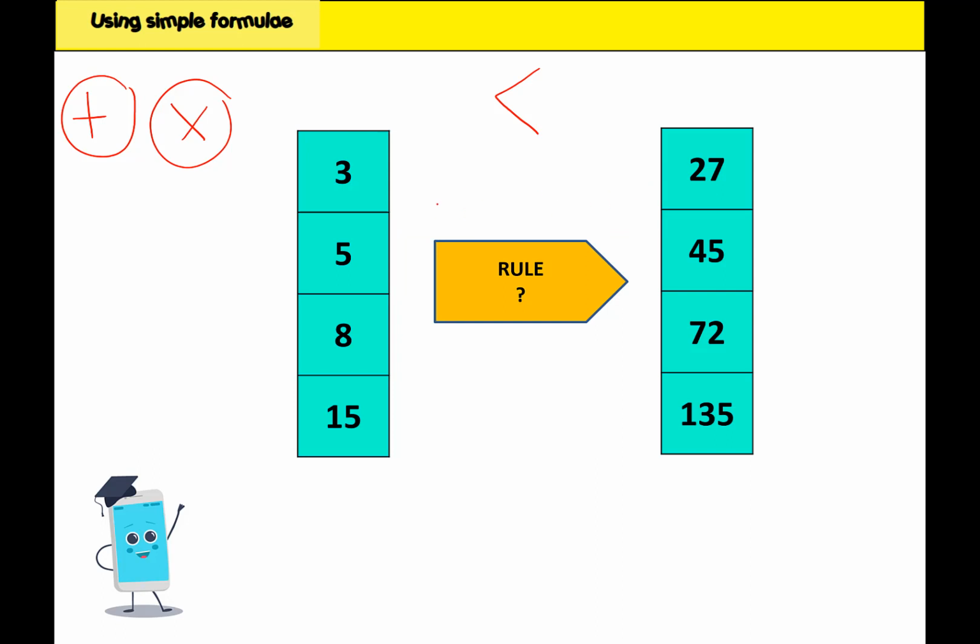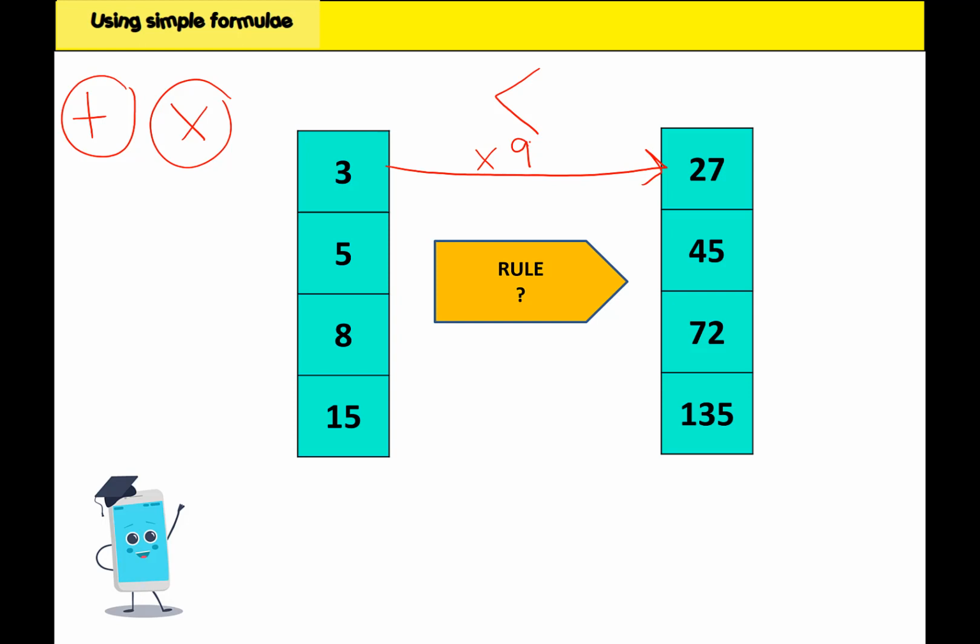What about multiplying now? Let's have a go at multiplying. What would we need to multiply 3 by to get to 27? Well, 3 goes into 27 9 times. So now let's check whether that works with the other numbers. 5 times 9 does equal 45. 8 times 9 does equal 72. And 15 times 9 does equal 135.